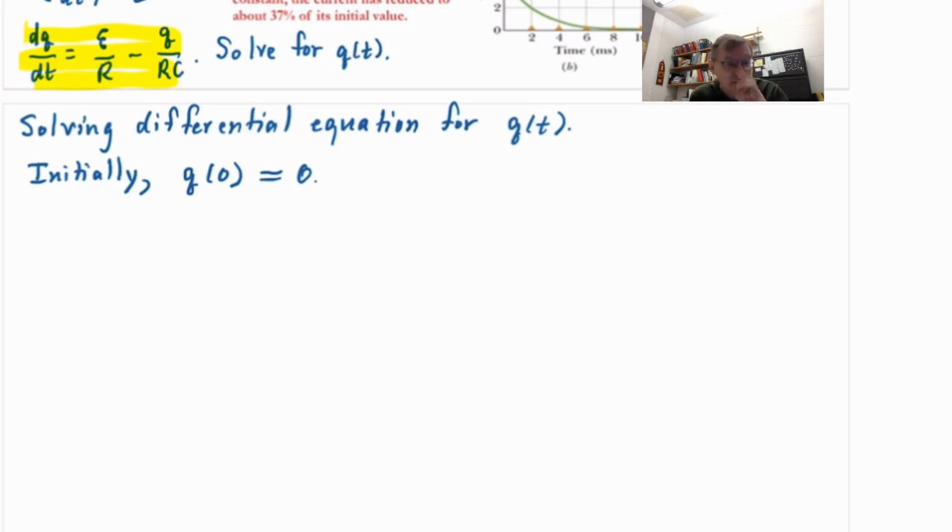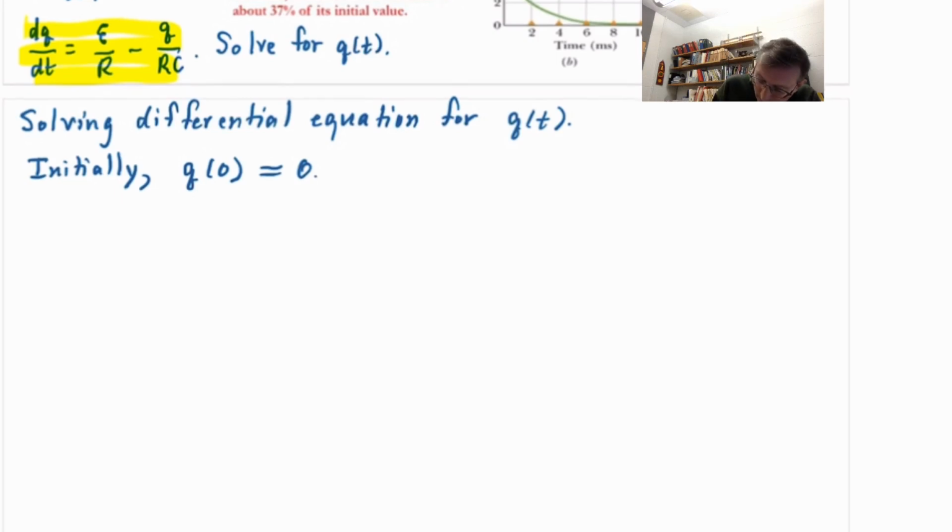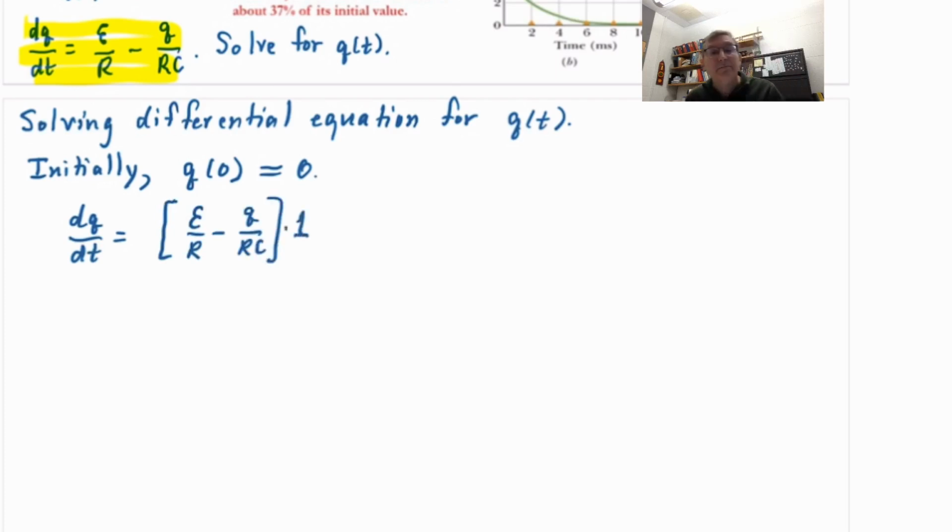All right, so you see the differential equation up there. It's highlighted. It's called a first order ordinary differential equation, because it's got a first derivative in it. How do we solve it? The technique I'm going to use is called separation of variables. And the way it works is, let me think of that diff EQ written in this form. dq dt equals, bracket, EMF over R minus Q over RC, times 1. That whole quantity in the brackets times 1.